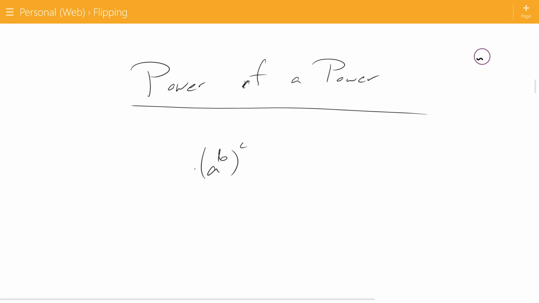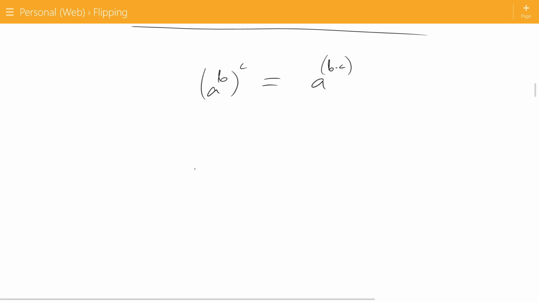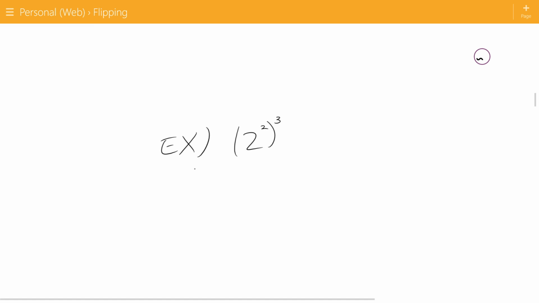Moving on, the power of a power. If you have a to the b to the power of c, this can be simplified as a to the power of b times c. So for example, if I have 2 to the second power, that quantity to the third power, that would equal 2 to the power of 2 times 3, which is equal to 2 to the sixth power.